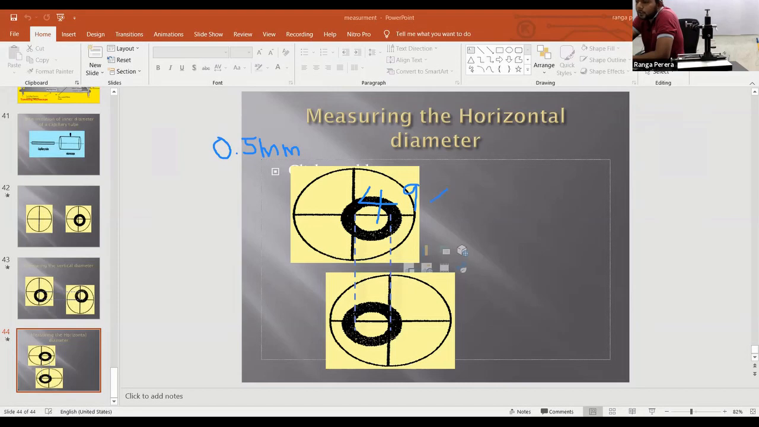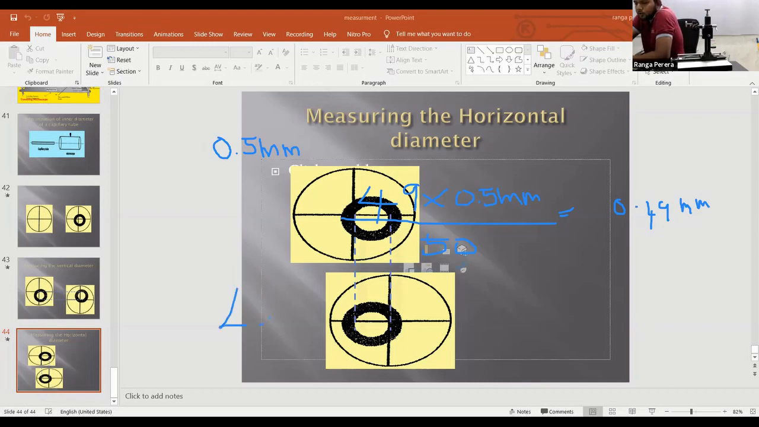49 main scale divisions is how much? 0.5 millimeter. And we redivided that into 50 to form the vernier scale. So if you do like that, you end up with 0.49. One vernier scale division is 0.49.